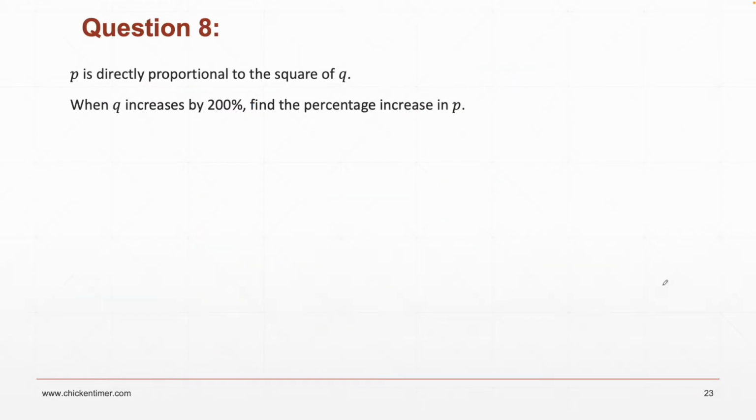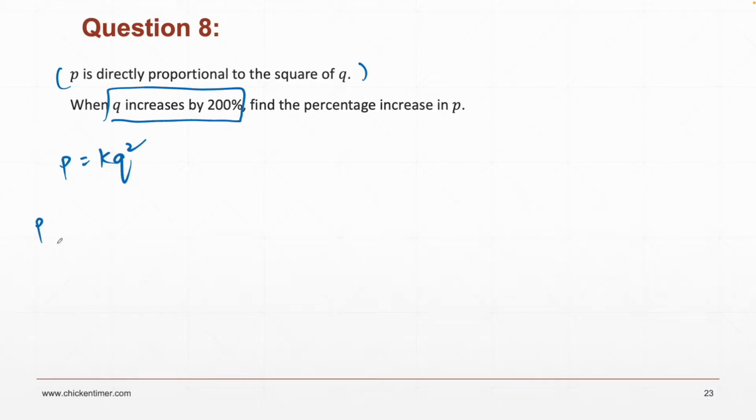This second question is about percentage, so it's slightly different from the first type. Then we look at the first sentence. They say P is directly proportional to the square of Q. So you should look at this: P is directly proportional to the square of Q. Then they say when Q increases by 200%, find the percentage increase of P.